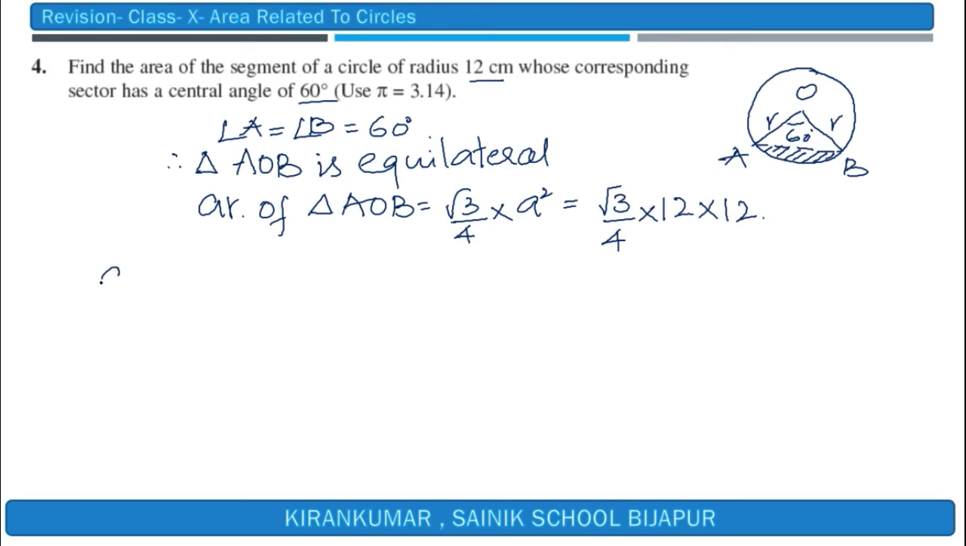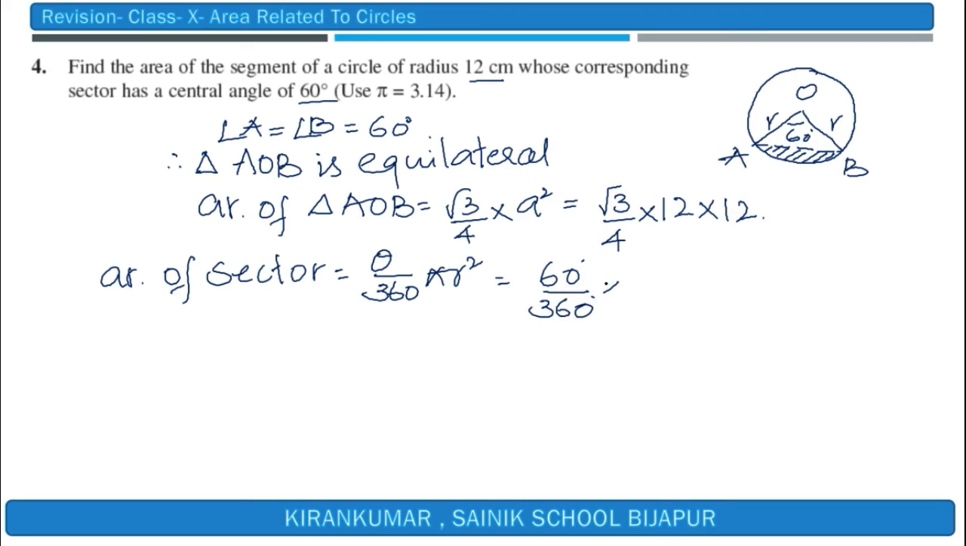Let me find out the area of sector. The area of sector is given by theta by 360 into pi r square. The angle formed is 60 upon 360 into 3.14 into r square, which is 12 times 12. Here it is 6 times.